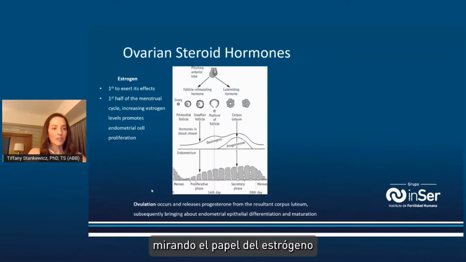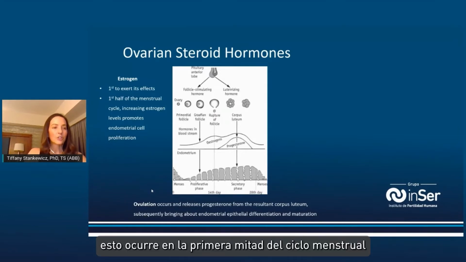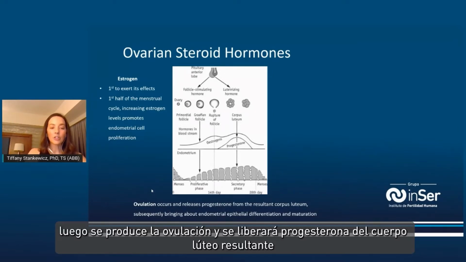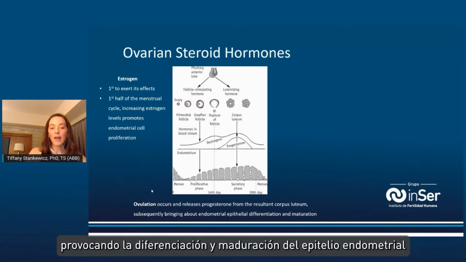Looking at the role of estrogen, this is the first hormone to exert its effects. This occurs in the first half of the menstrual cycle, where increasing levels of estrogen promote endometrial cell proliferation. Then ovulation occurs and will release progesterone from the resulting corpus luteum, subsequently bringing about endometrial epithelial differentiation and maturation.